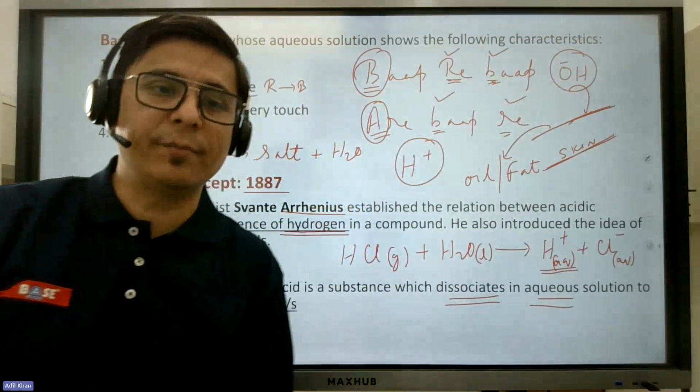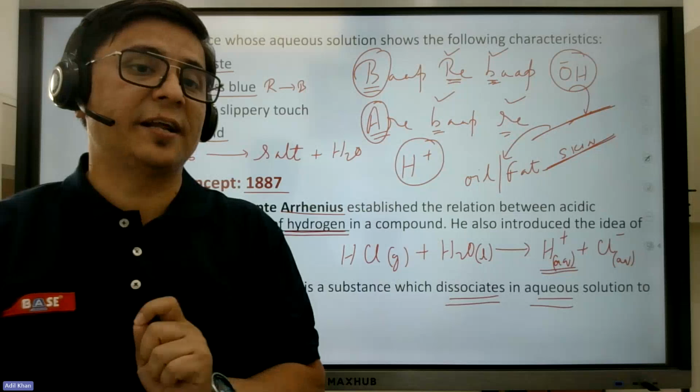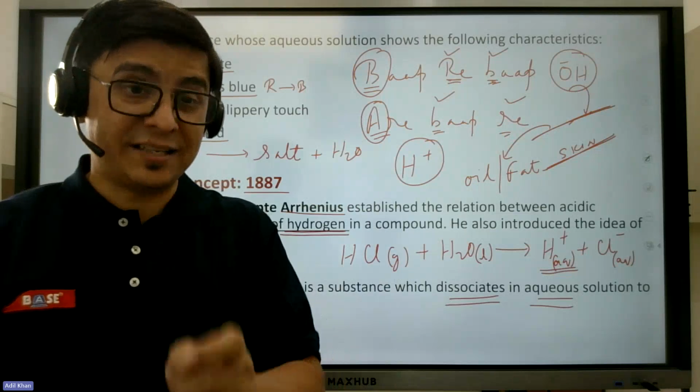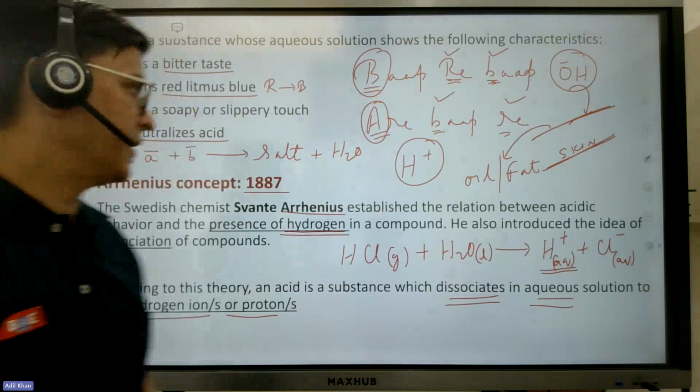One of the major demerits of the Arrhenius concept is that it cannot explain acids and bases in the absence of water. Water is a mandatory criterion.